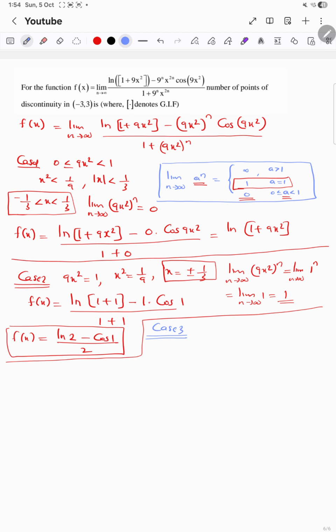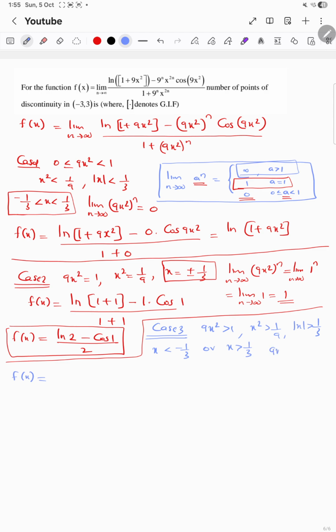What is case 3? 9x square is greater than 1. This one, third case. 9x square greater than 1. So this is x square greater than 1 by 9. So mod x greater than 1 by 3. Mod x greater than 1 by 3 means x less than minus 1 by 3 or x is greater than 1 by 3. Now what we can do? Apply the limit. So f of x equal to, if I apply the limit, what will I get?